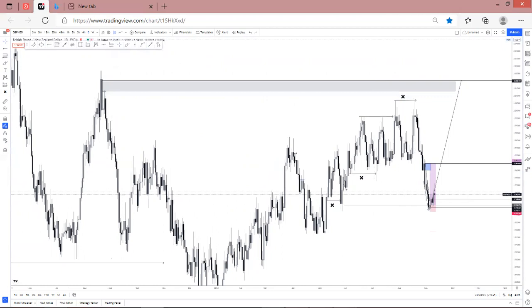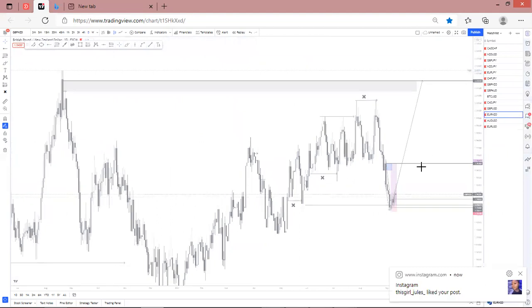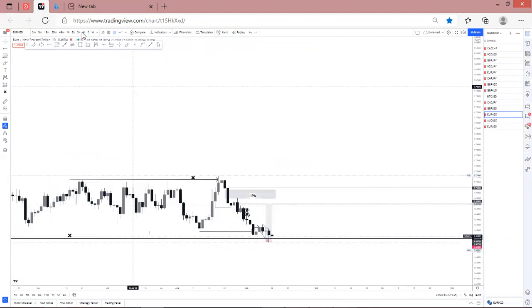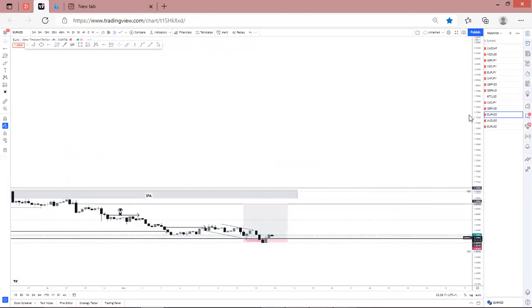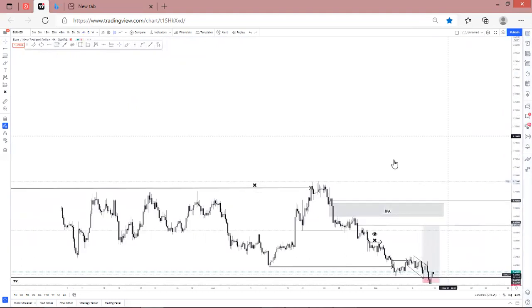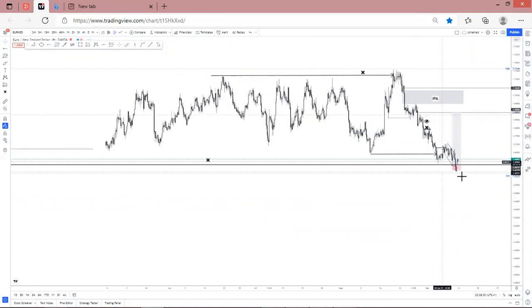Then the next pair I'll be looking out for is Euro NZD. I'll still be looking out for US oil. Euro NZD, we saw what price did before it closed. We saw how price accumulated right here. We got this sniper entry, but we call this trade right here.